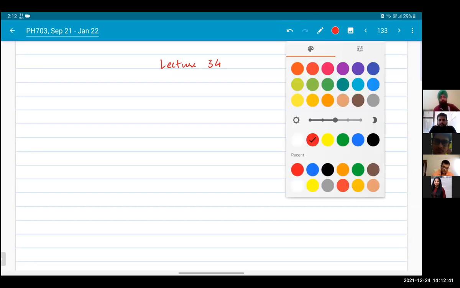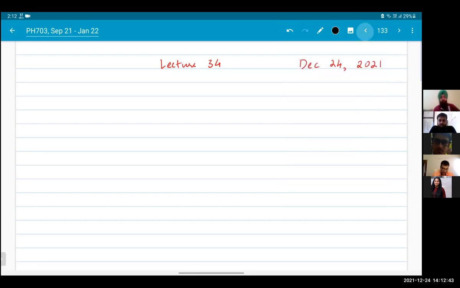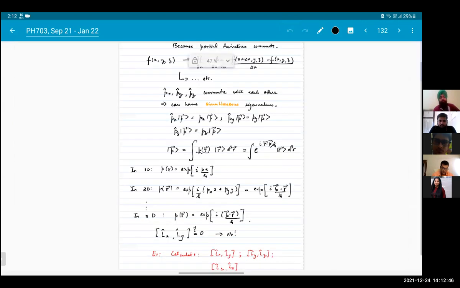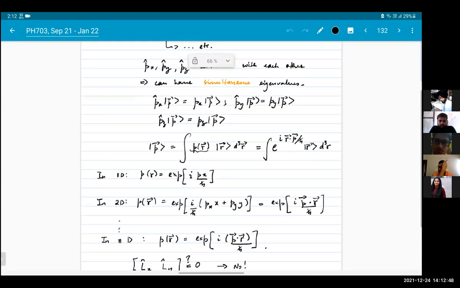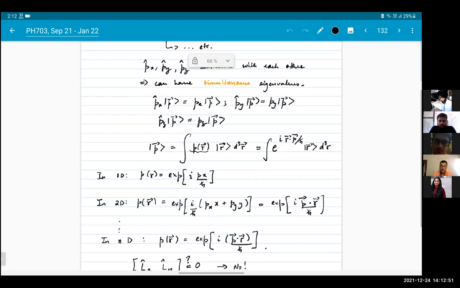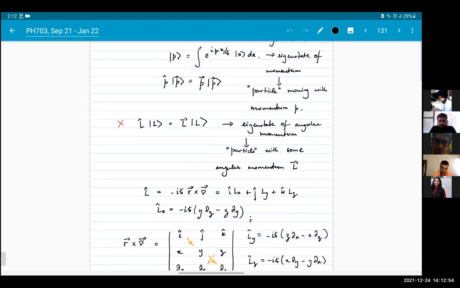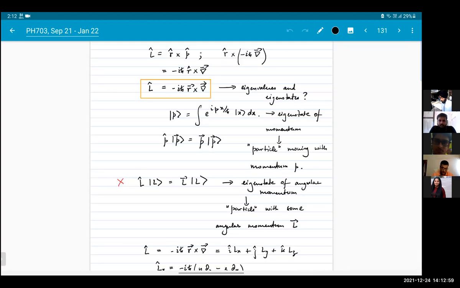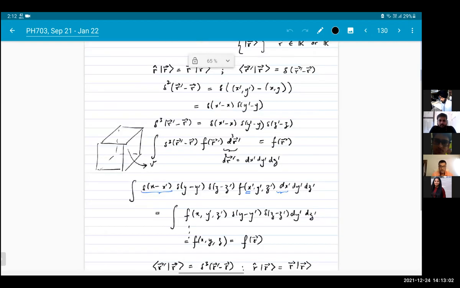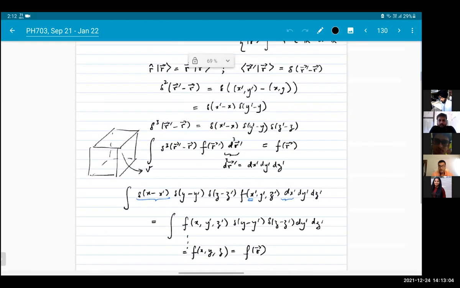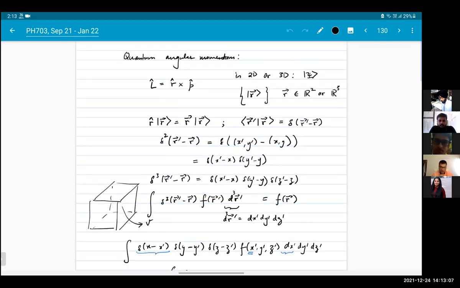Okay, so lecture 34. So what have we been talking about? Right. So I talked about angular momentum. Now, before I continue going on, let me ask you all one question, and please raise your hand. At this stage of the course, are you able to follow the notation for the most part or not? If the answer is yes, please raise your hand.